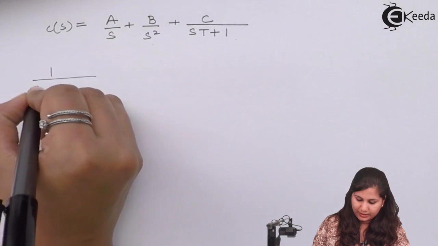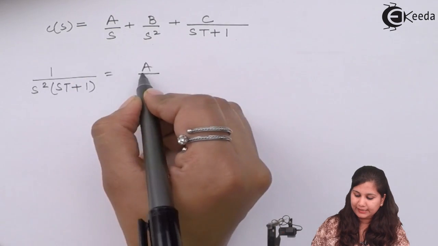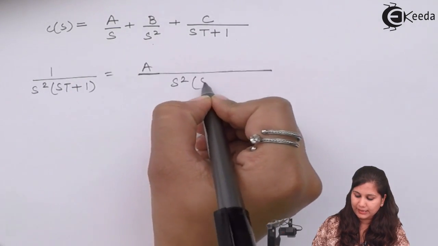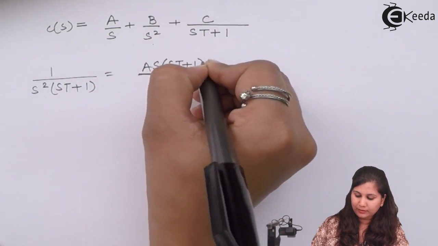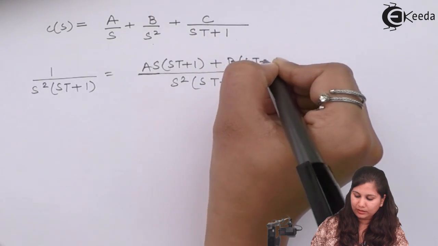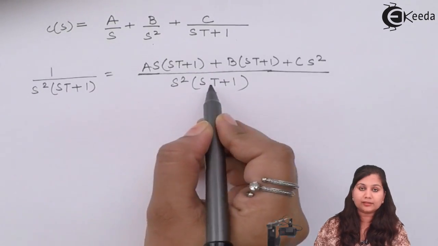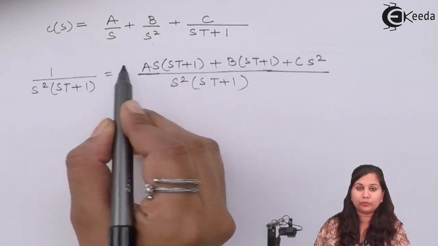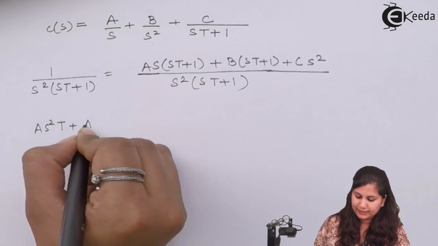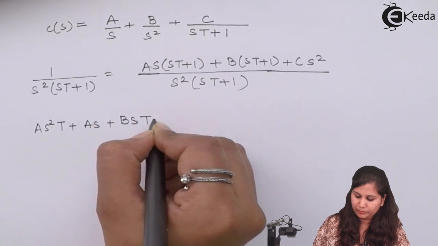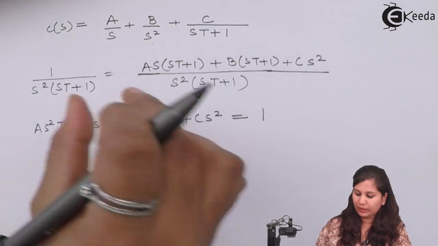We will equate this. If we take the LCM, it will be s square (sT plus 1). So we multiply this with A s (sT plus 1), then B (sT plus 1) plus C s square. Now the denominators are the same, so we equate the numerator parts. Here we will have A s square T plus A s plus B s T plus B plus C s square equals 1. This is 1 we have written.